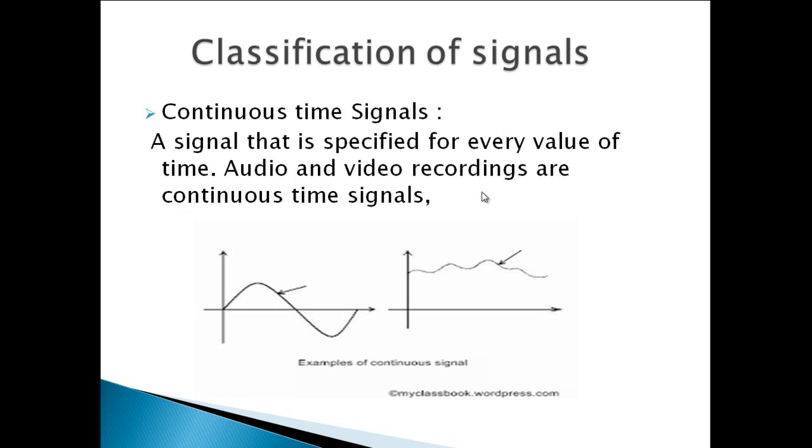So now lastly we will discuss the classification of signals. There are many signals. You have continuous signals, discrete time signals, analog signals, digital signals, multi-dimensional signals, fine, followed by the numericals also. I'm just trying to cover the theoretical portion for now. The continuous time signal is a signal that is specified for every value of time. Can you think of an example? Audio and video recordings are continuous time signals.